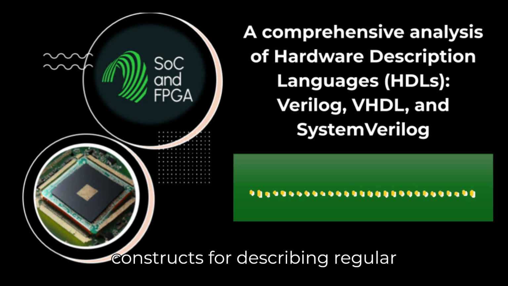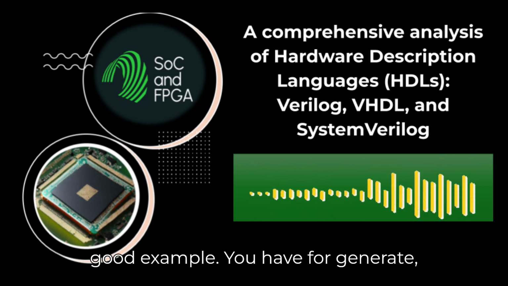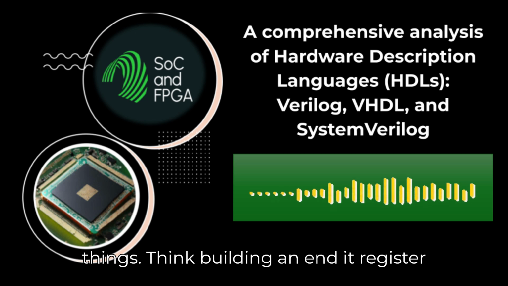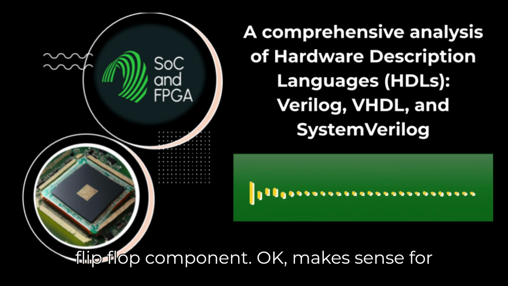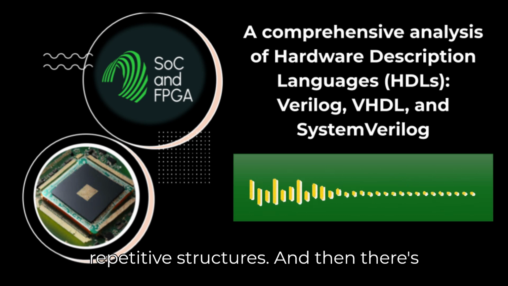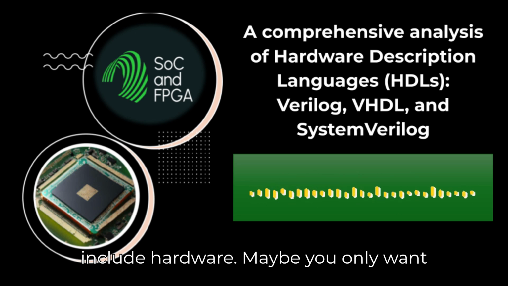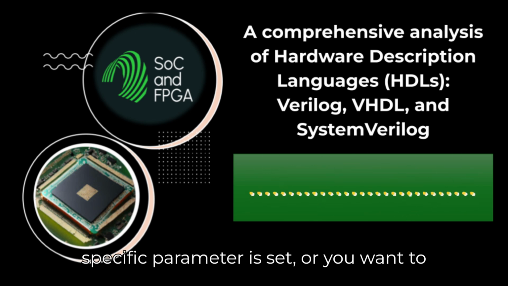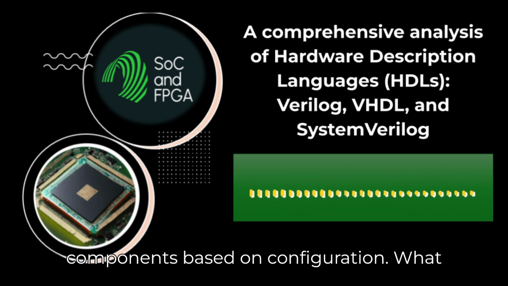Well, it has powerful constructs for describing regular structures. Generate statements are a good example. You have for-generate, which is great for creating arrays of things. Think building an N-bit register by generating N instances of a single flip-flop component. Okay, makes sense for repetitive structures. And then there's if-generate, which lets you conditionally include hardware. Maybe you only want certain debug logic included if a specific parameter is set, or you want to select between different interface components based on configuration.